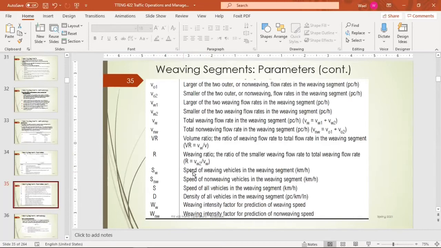SW, that's important. That's the speed of the weaving vehicles. SNW, that's the speed of non-weaving vehicles. S, that's the average speed for all vehicles in the weaving segment. D, that's the average density for the vehicles in the weaving segment. WW, that's a weaving intensity factor for predicting weaving speed. WNW, that's the weaving intensity factor for predicting the non-weaving speed. Don't be shocked with these parameters. It's much simpler than you think.